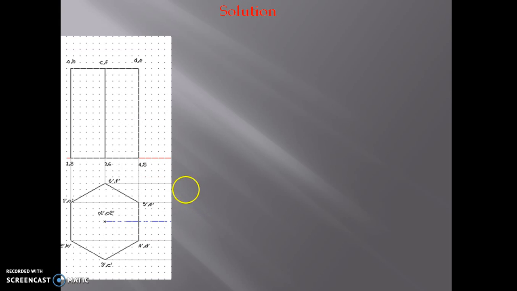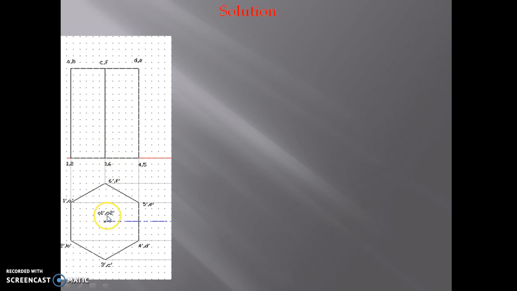Now first of all, as this hexagonal prism is resting on the HP, start this solution from the top view. In the first stage, assume that this hexagonal prism is resting on its entire base on the HP. So this red line indicates the XY line, that is the reference line on which this hexagonal prism is resting. So this is the front view of this hexagonal prism.